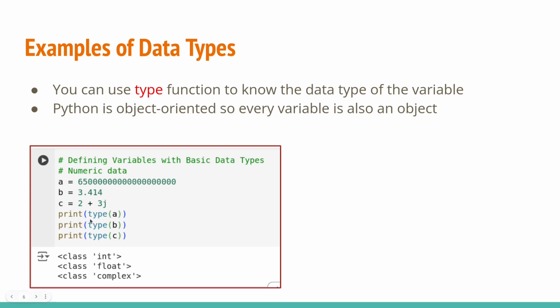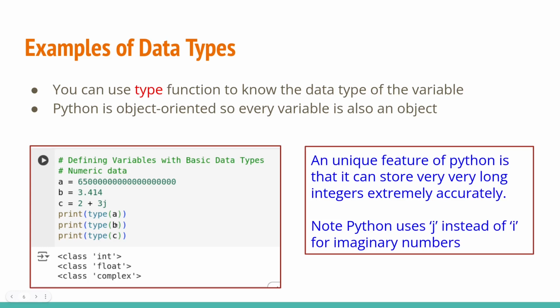The print function writes the type of A. It first evaluates what the type of A is, and then it prints to the console the class int. So it's saying that A is a variable or an object that is formed from the class int, or of the type int. B is a float, and C is a complex.